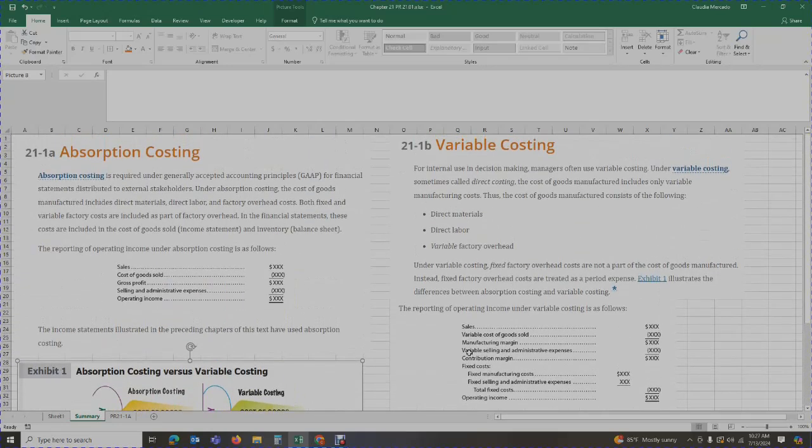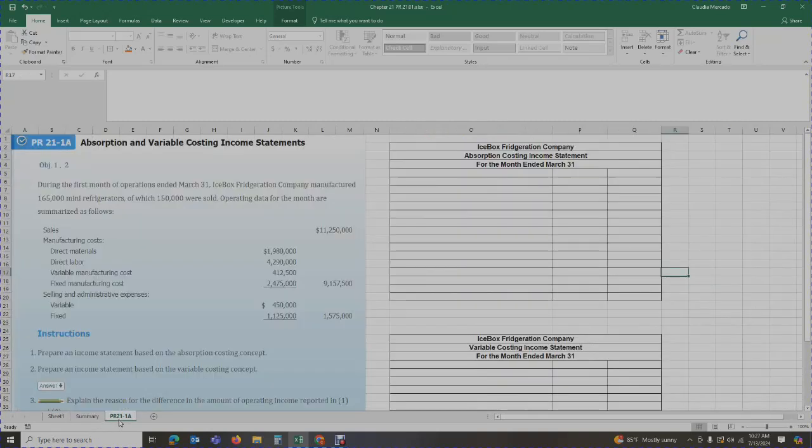Okay? So now that we've briefly gone over the terminology for the section that applies to this problem, we can begin to tackle it. Okay? So let's begin with the absorption costing income statement. This is the one that is required by GAAP if you are going to be preparing financial information for external stakeholders. Okay? So we always begin with our sales.